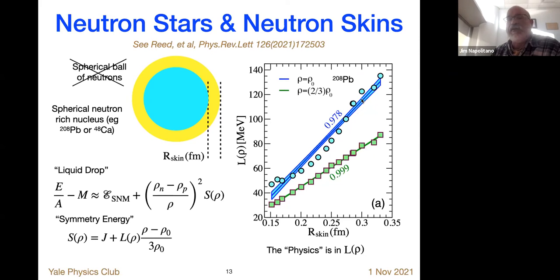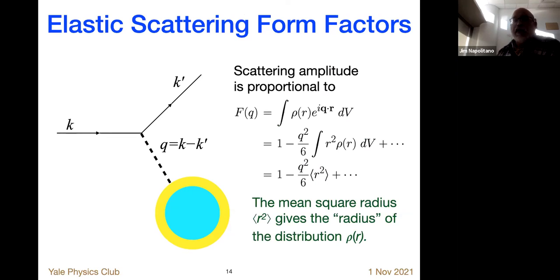The plot here is for a bunch of different calculations to show you that there is a very strong correlation. Correlation is particularly strong when the density is 2/3 of saturation density inside of the nucleus, which is closer to where it is on the outside, which is where the skin is, obviously. So there's a very strong correlation between the skin thickness and the symmetry pressure, L, and L is what you need for calculations of neutron matter and neutron stars. So we're going to measure R and interpret that in terms of L, and then see what it has to do with neutron stars. How do we measure the skin thickness?